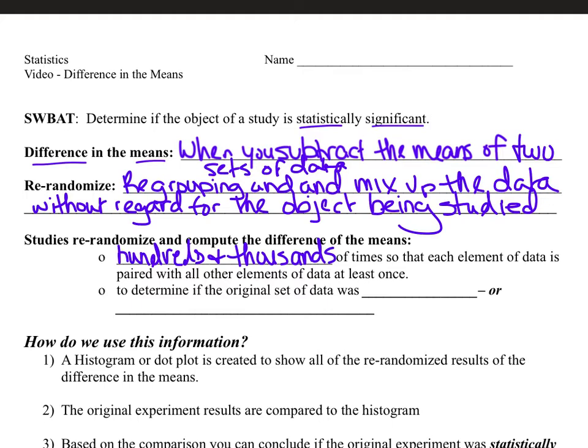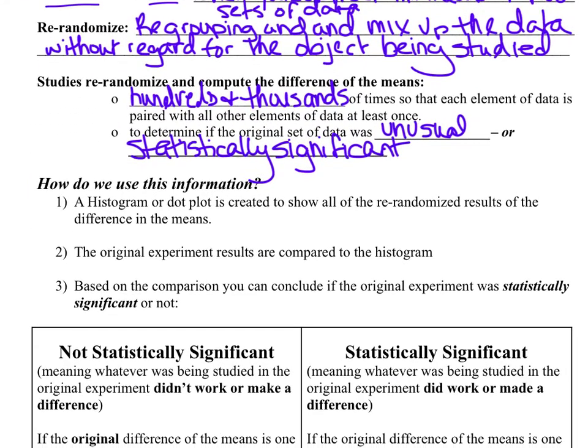So to determine if the original data was unusual, or, here's the big one, statistically significant. Okay. So how do we use this information? Well, it's going to be used in a histogram or a dot plot. It's created to show all of the re-randomized results.